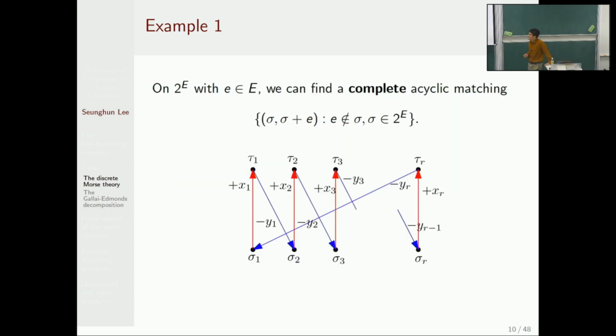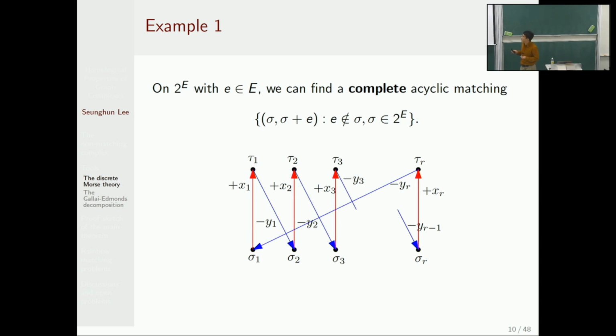I'll give some examples. The first example is very simple. We consider the Boolean poset. For some reason, when we consider a simplicial complex, we assume that the empty face is contained in the simplicial complex. So 2^E is just the power set of E, which contains all the subsets of E, and as a simplicial complex, it corresponds to the ball.